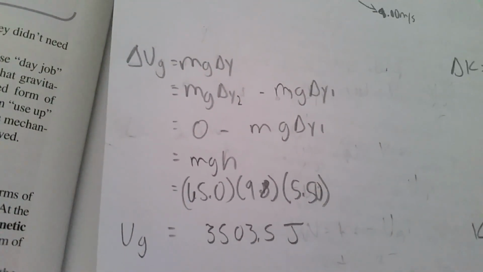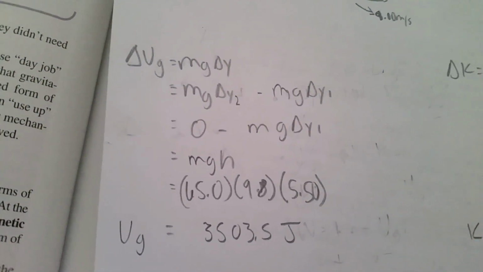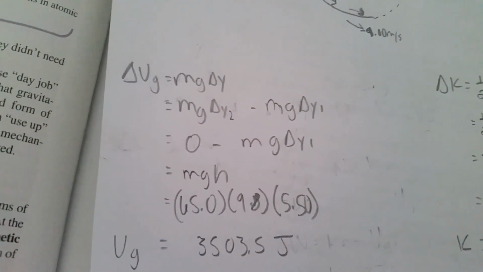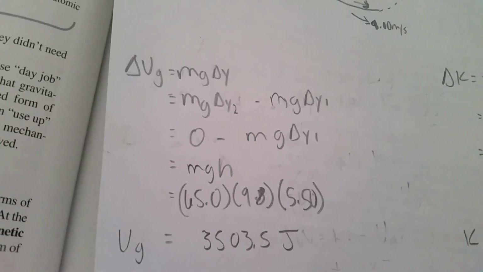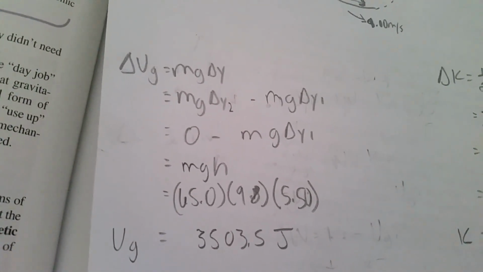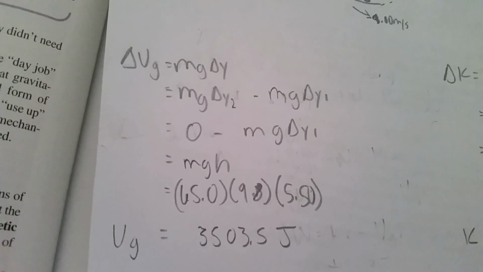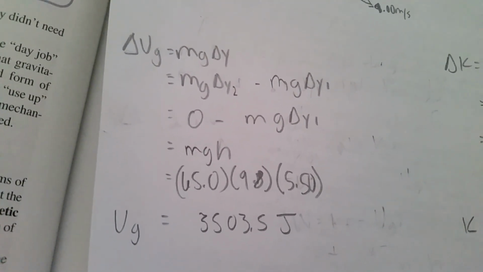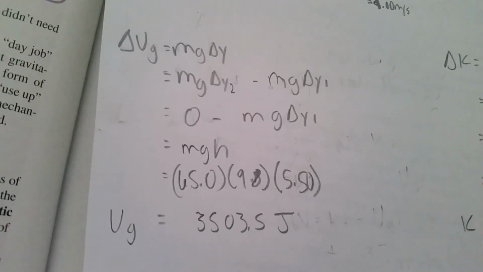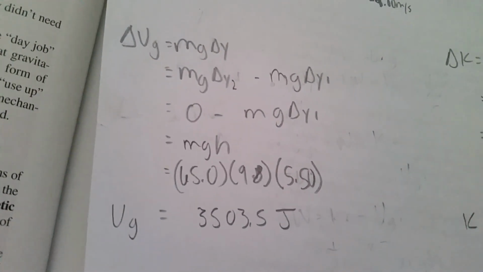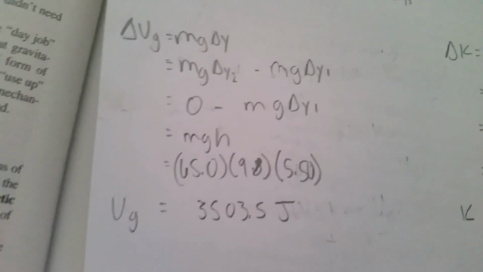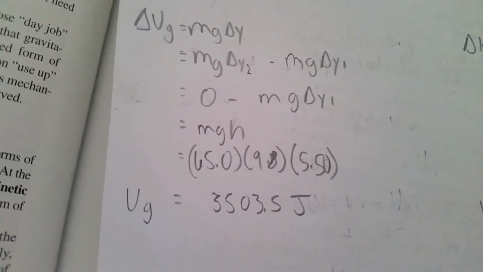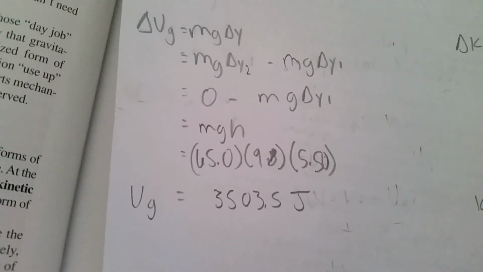There's actually no final gravitational potential energy, being that he's decreasing going down the ramp, which turns into kinetic energy. So I rewrite the formula: 0 minus mg delta y, which can also be considered m times g times h. Multiply that all together: 65.0 times 9.8 times 5.50, and I get 3,503.5 joules for the gravitational potential energy.